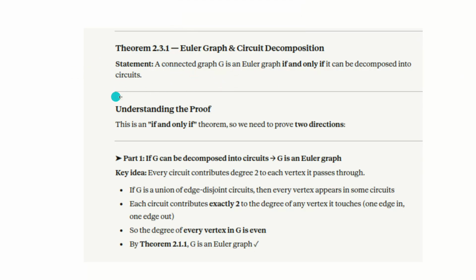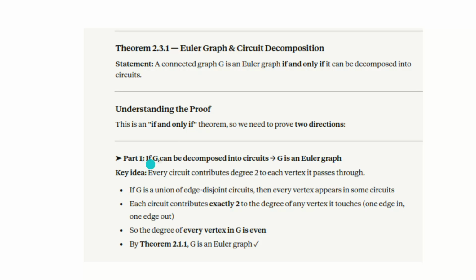So this is what we're going to do. Whenever you see "if and only if" in a theorem, and you want to prove it, we have to prove two sides. First, if a connected graph G is Euler, then we have to prove that it can be decomposed into circuits. The second part: if you can decompose it into circuits, then the graph G is an Euler graph. So in two ways you have to prove it.